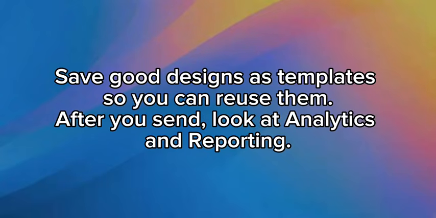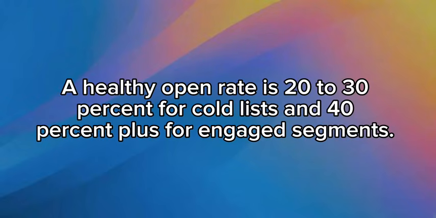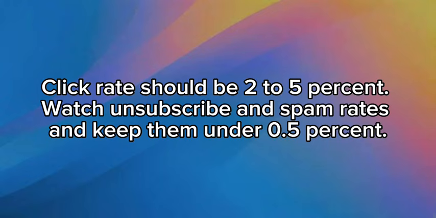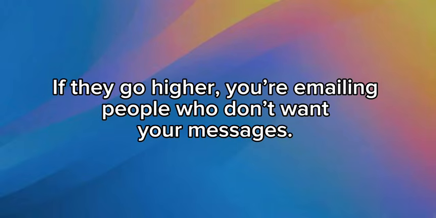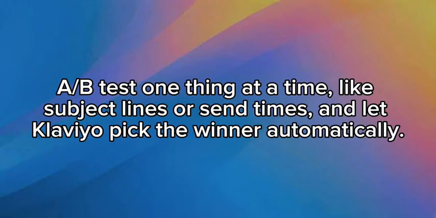After you send, look at analytics and reporting. A healthy open rate is 20 to 30% for cold lists and 40% plus for engaged segments. Click rate should be 2 to 5%. Watch unsubscribe and spam rates and keep them under 0.5%. If they go higher, you're emailing people who don't want your messages. A/B test one thing at a time, like subject lines or send times, and let Klaviyo pick the winner automatically.